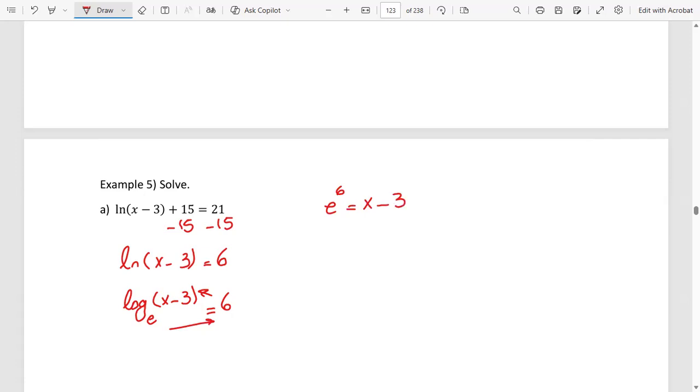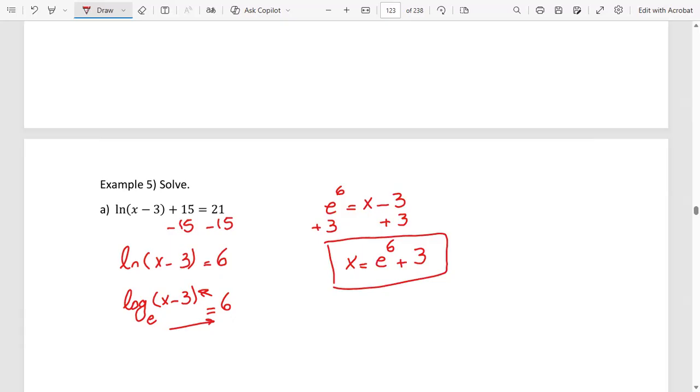Now it's easy to find the x. And don't forget, your goal is finding the x. E to the 6th power is just a number. You can find it with the calculator, but you can also keep it as e to the 6th power. To isolate the x, we just need to add 3 to both sides, and x must be equal to e to the 6th power plus 3. Using a calculator, you may get a decimal number, but we can leave it here as well.